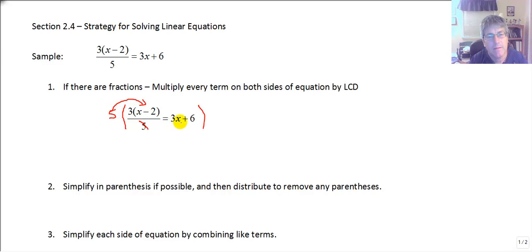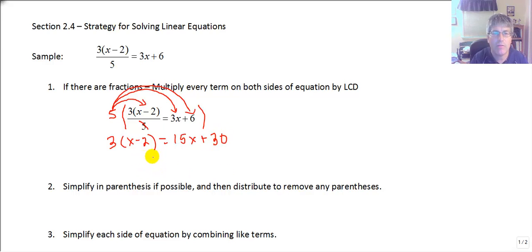But on the right side, we have two terms, 3x and 6. And we do want to multiply both of those terms by 5. We want to multiply every term on the right side and the left side by our LCD. And we have done that now. So we're left with, on the left side, 3 times the quantity x minus 2 equals 15x plus 30. So now we've multiplied every term by the LCD.